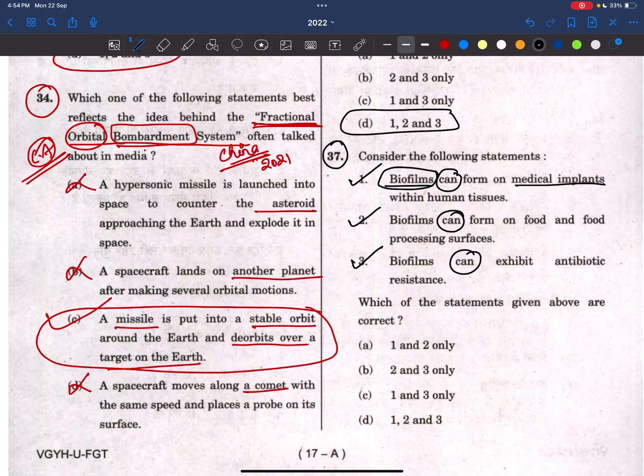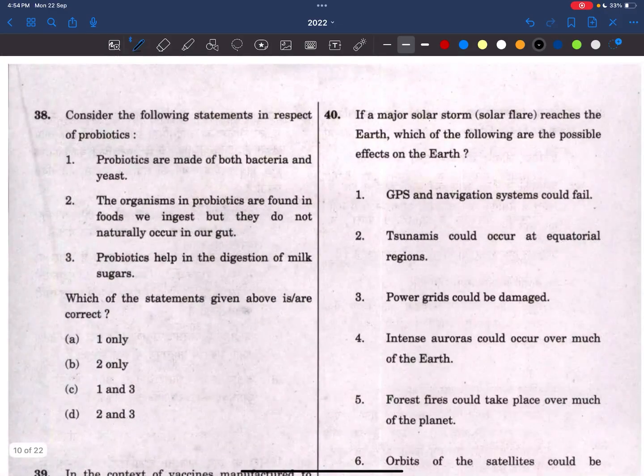Usually these statements will be true. And I've said, no. In application-based questions, in most cases the answer will be all of the above. Now what we have to do? We have to read about biofilms. I'll try to make notes on biofilms and share them in the Telegram channel. Okay, let's move to the next question.